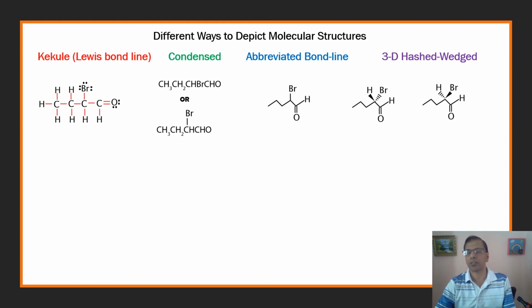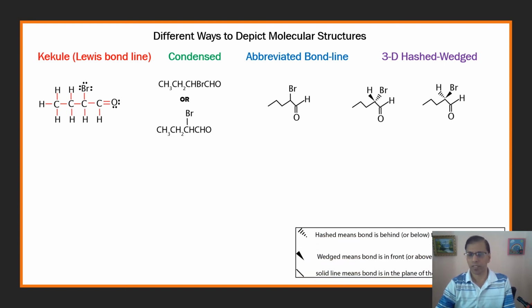So it's good to learn the concepts of the wedge and the hashed lines. You'll come across it in chiral molecules. So hashed means the bond is behind, wedge means the bond is in front, and a solid line means the bond is in the plane of the paper.